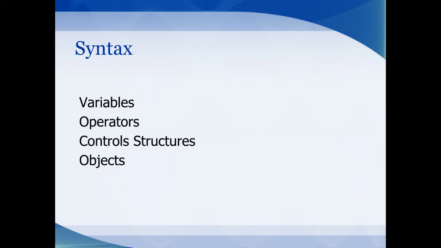The syntax of a programming language are the commands and the punctuation of that particular language. In a programming language, the basic operations you need are variables, operators, control structures, and objects. Now, we've already talked a little bit about variables and operators. So now we're going to show you a little bit more about control structures and objects.